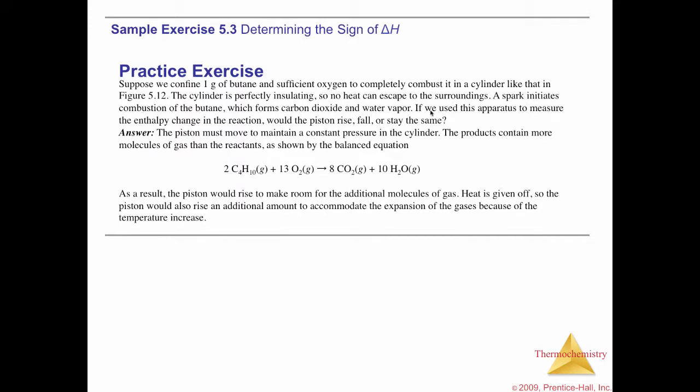The products contain more molecules of gas than the reactants, as shown by the coefficients in the balanced chemical equation. As a result, the piston would rise to make room for the additional molecules of gas. Heat is given off, so the piston would also rise an additional amount to accommodate the expansion of the gases because of the temperature increase.